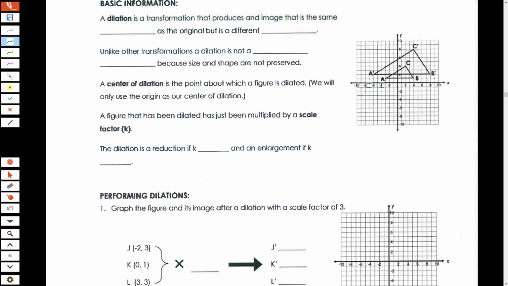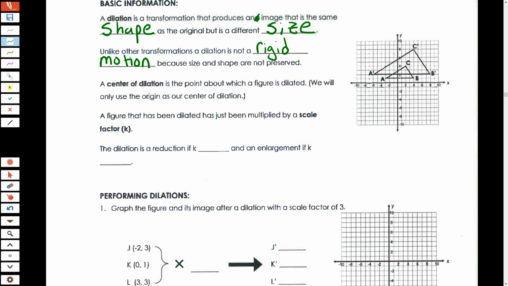All right, the next transformation that we're going to be talking about is a dilation. And a dilation is a transformation that produces an image that is the same shape as the original, but it has a different size. Okay, so now, unlike other transformations, a dilation is not considered to be a rigid motion, because the size and the shape are not preserved.